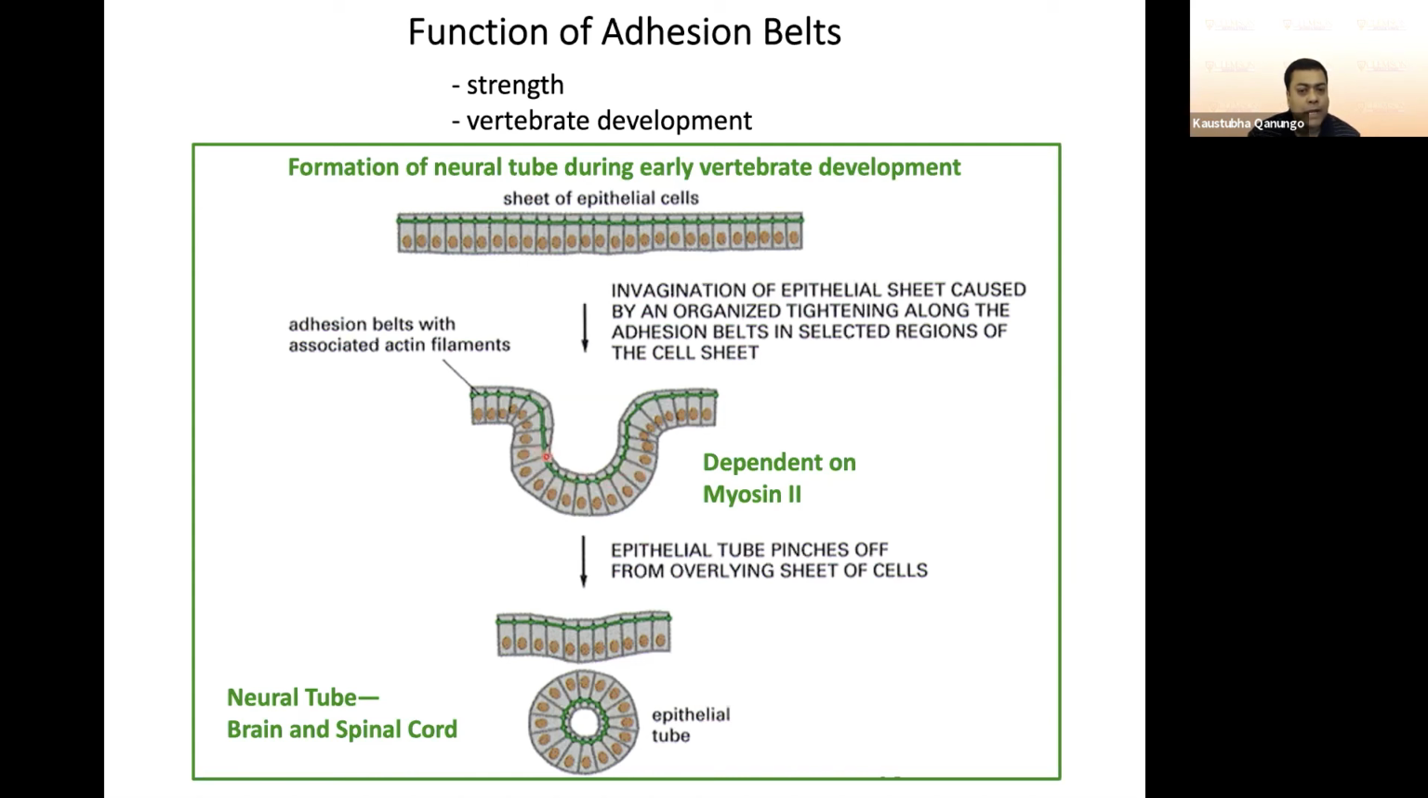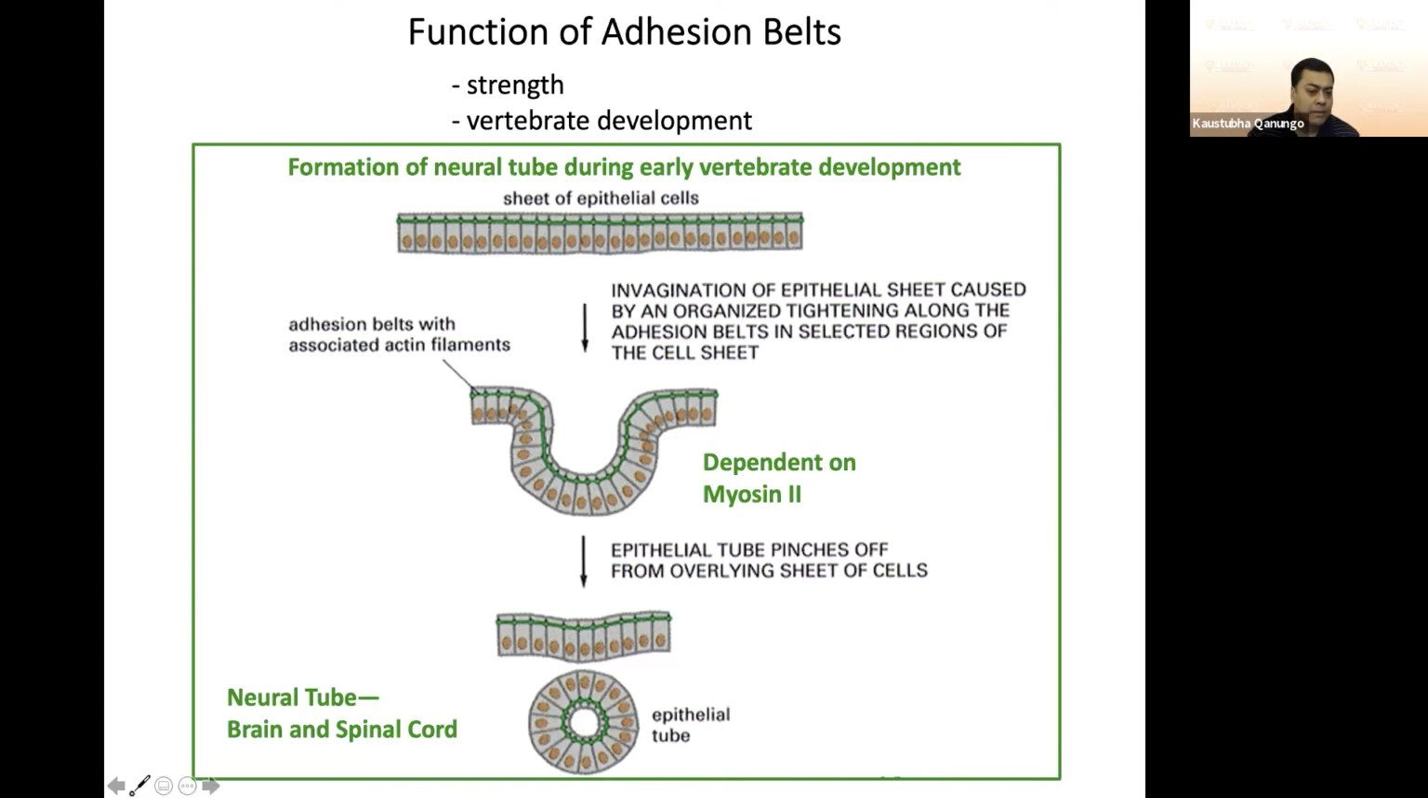Look very carefully at that. They are tapered towards the top. That is happening because of the tightening of the actin or adherence belt right here. Whereas if you see the cells in the corner right here, they are relaxed. And this allows this to invaginate into this structure to form this epithelial tube, which pinches off from the top layer. And this forms what is called the neural tube, and this will form the brain and the spinal cord.